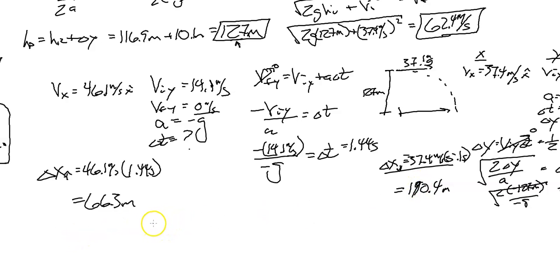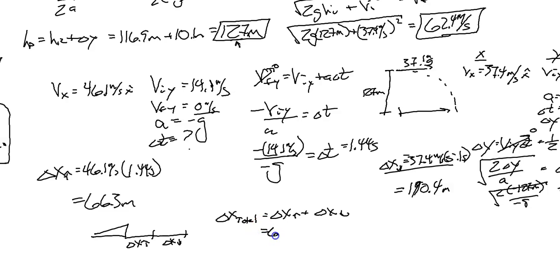So, the total displacement from the edge should be the displacement on the way up plus the displacement on the way down. So we'll call displacement total equal to displacement on the way up plus displacement on the way down, which would be 66.3 that we started off with, plus this 190.4 meters, which gives us roughly a final answer of 256.7.